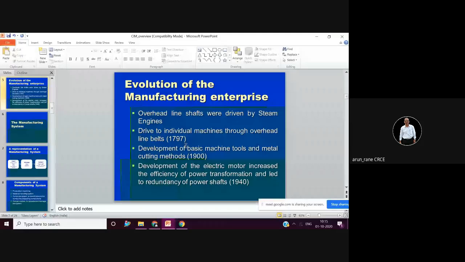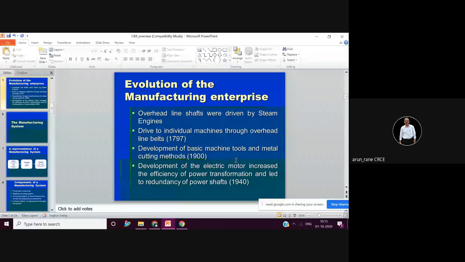So there used to be a turbine down, and then from the turbine, the drive used to go up toward the ceiling. On the ceiling you used to have a line shaft, and on the floor there used to be many machines, 10 or 15 machines, and from the overhead line shaft every machine tool used to get the drive, and generally it was a belt drive.